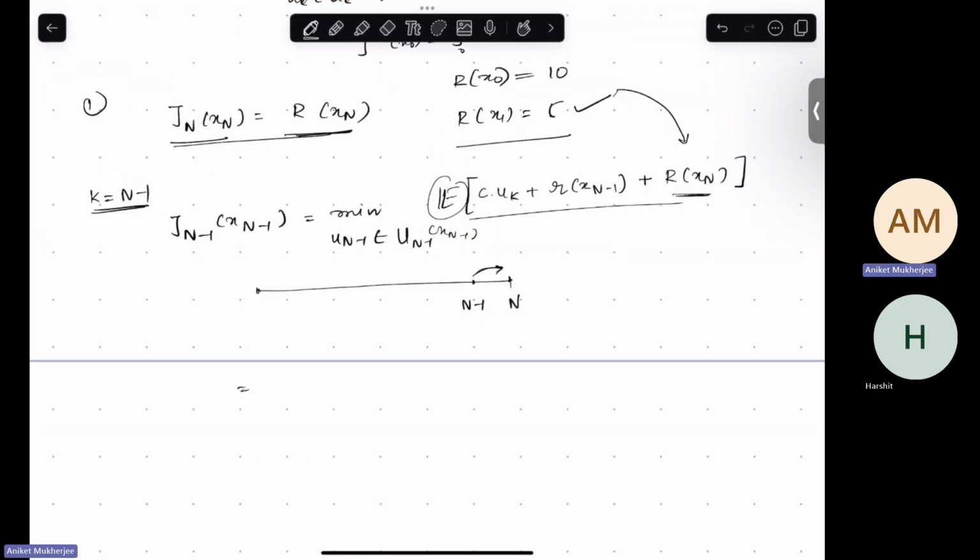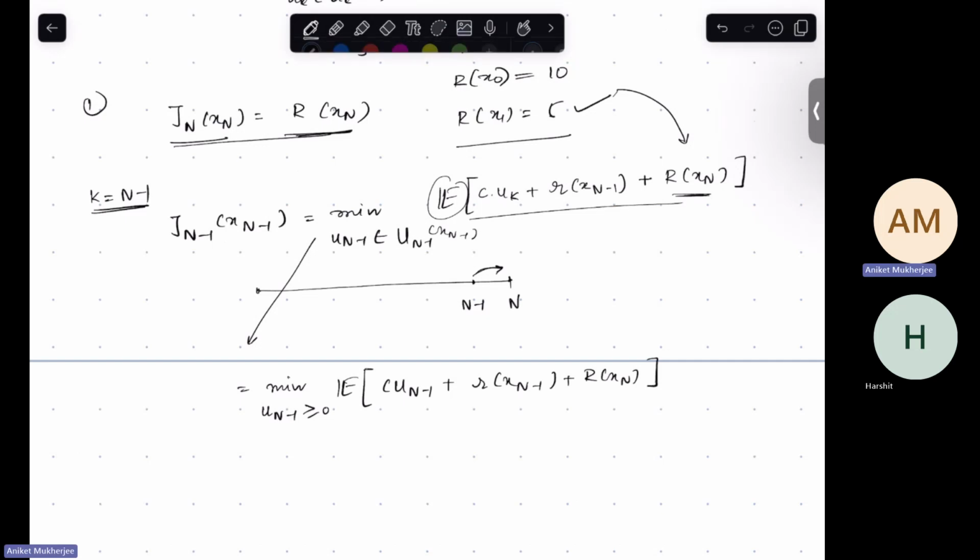I'll just expand this out more so that tomorrow when we come back and solve the problem, it will be just putting the values and solving the expectation. That's it, nothing else. So this could be minimize over u_{n-1} greater than or equal to 0, expectation of C u_{n-1} plus R(x_{n-1}) plus R(x_n). Okay, here I want you to see that this is not random.